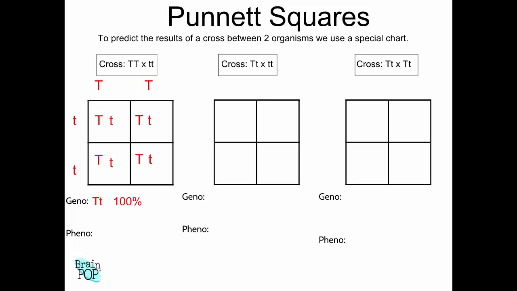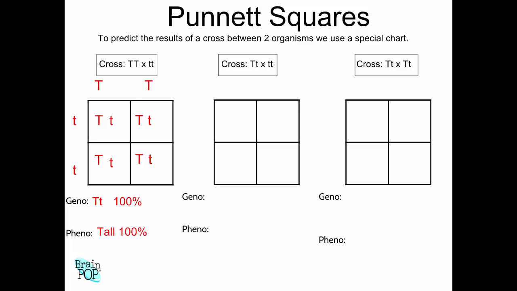Heterozygous. What's the phenotype, if we're looking at plant size, tall and short? It's tall, and 100% tall. They're all going to be tall because they all have a big T. Remember, heterozygous will always take the dominant form.